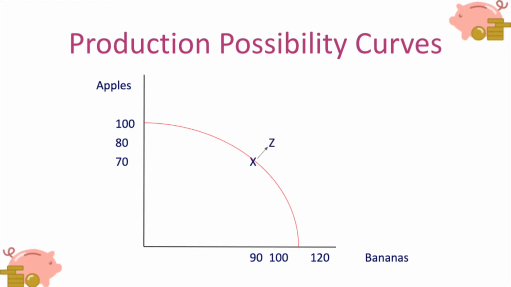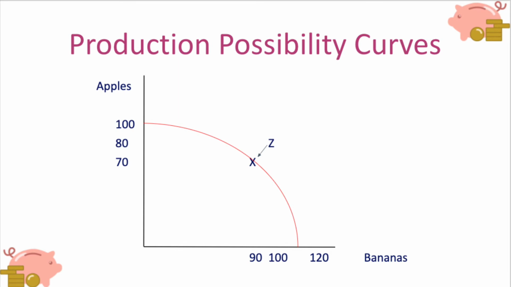Here we're moving to a position outside of the PPC from X to Z, producing 80 and 100 units. It's possible to say that that's unobtainable, that that's beyond what the economy is capable of producing. It's probably even more correct to say that it's unobtainable in the long term. It's possible to get to position Z, but only for a short time. So for example, we could ask our labour to work a 7-day week instead of a 5-day week. That might be possible to do for a few weeks, but it's unlikely that our labour is going to be willing to do that for a sustained period of time.